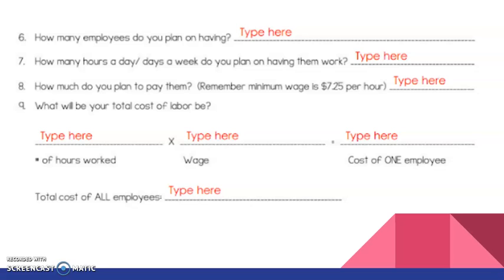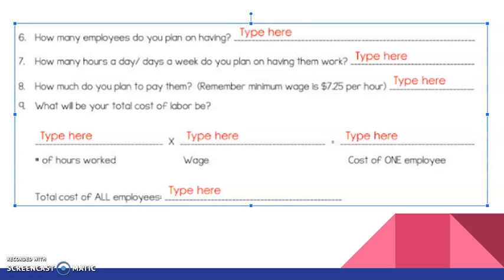Going down to number 6. So number 6 is talking about employees. So we have these products, we have these really great ideas, but we have to have people make them for us. So we have to figure out how many employees we want to have. Again, this is totally up to you. You can do a lot of employees, you can do a few number of employees and have them working more hours. Whatever you want, that's what you're figuring out here.